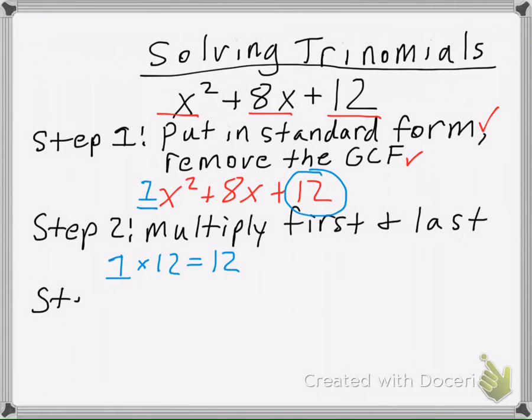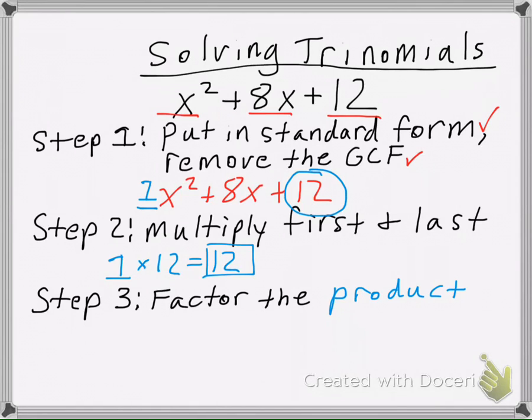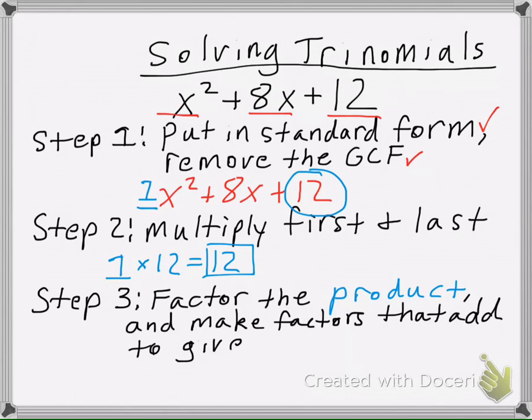All right, then step 3 is going to be to factor the product that we got from step 2 and make factors that add to give me the middle term. And my middle term is this one right here. So we're interested in making numbers that will add to make 8.